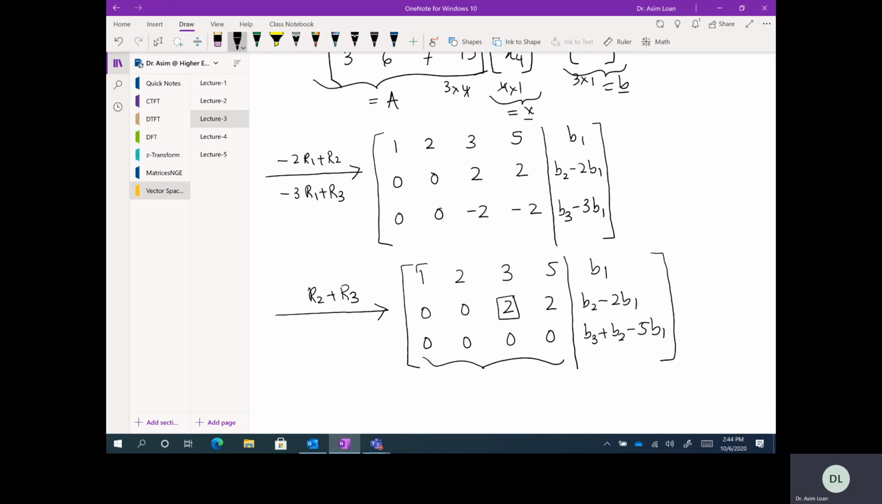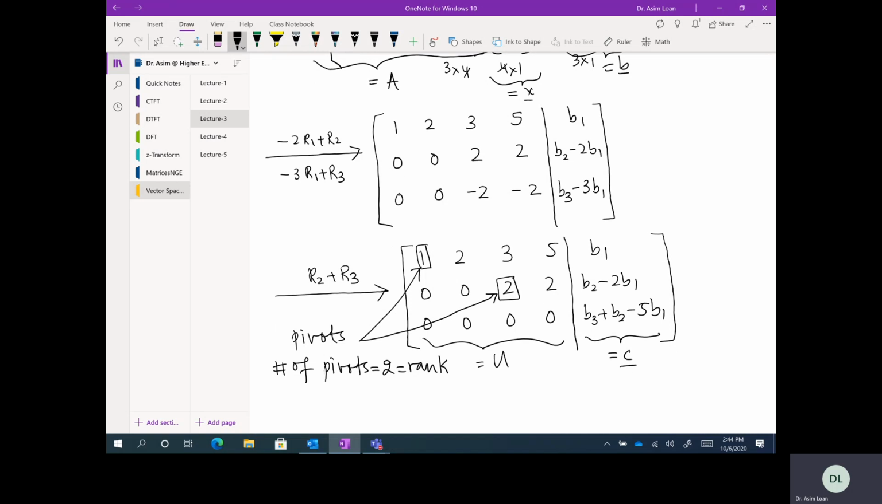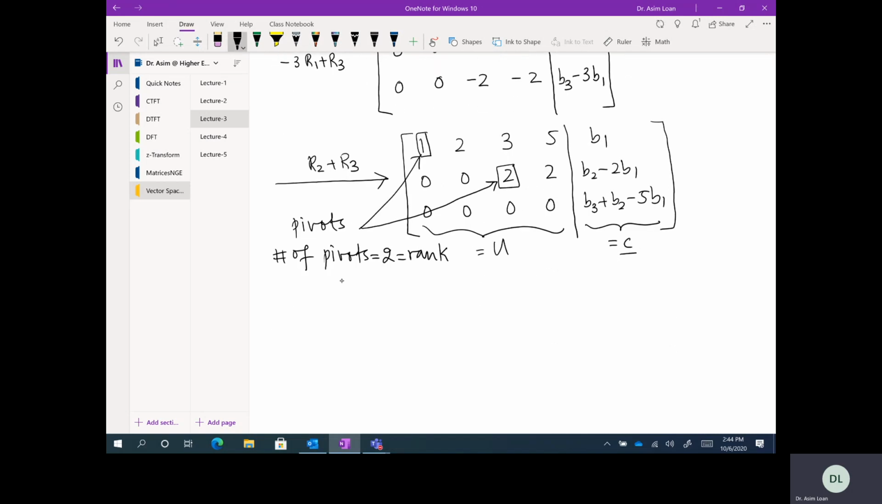This is my pivot. This is my pivot. So U, and this is c. Pivot here, pivot here. So the number of pivots is 2. So this is the rank of the matrix. If this is the rank of the matrix, this implies the number of free variables equals n minus r, which is equal to 4 minus 2 equals 2.